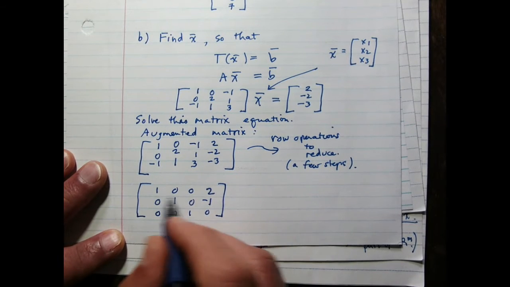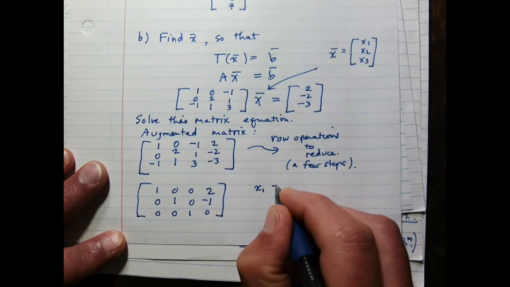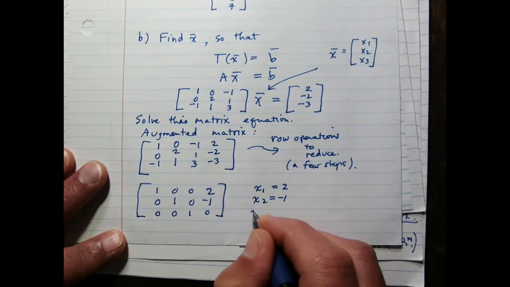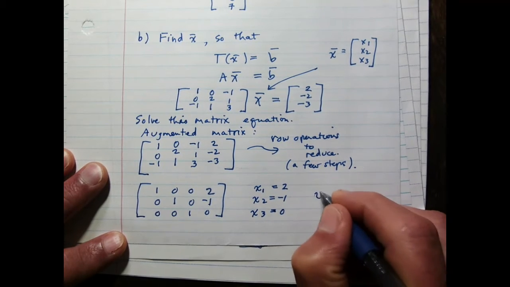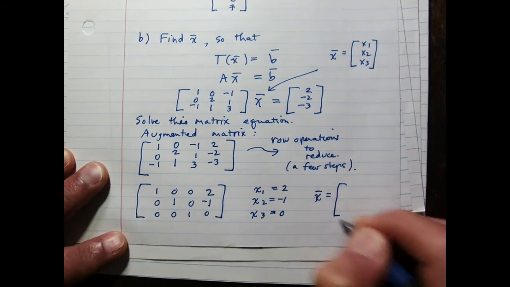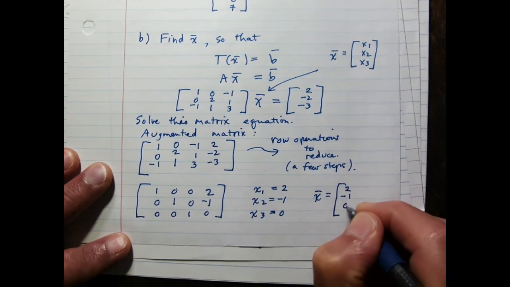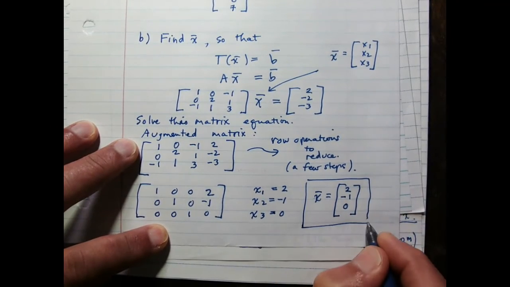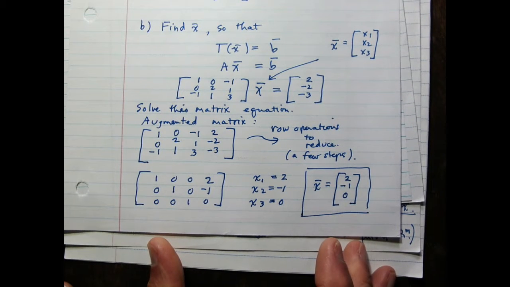And so I can read off my solution here. I have x1 equals 2, x2 equals negative 1, x3 equals 0. So our possible x here, or the only possible x, right? 2, negative 1, 0 is the vector we're looking for. So there's an x such that T of x is equal to the vector b.